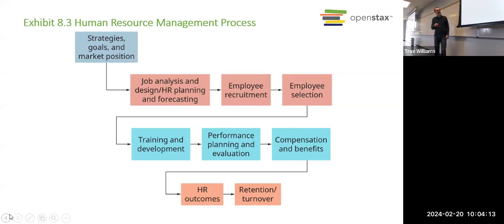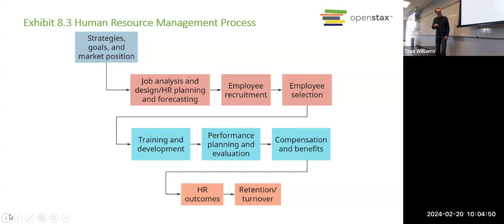HR also has to figure out how much each employee should be paid and what kind of other benefits they should get, like health insurance. Should they get health insurance or not? That's a decision the company has to make. And then hopefully all these decisions lead to the desired outcomes. Meaning you have a company that is effective and efficient, making its product, people are buying the product, everybody's happy, and the company's growing, right?